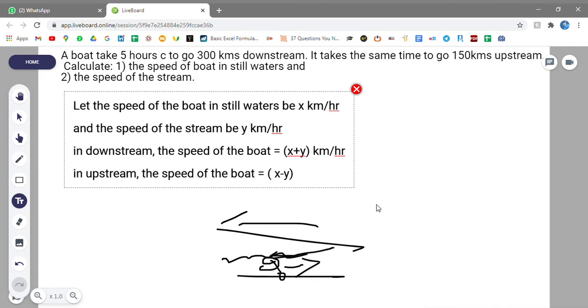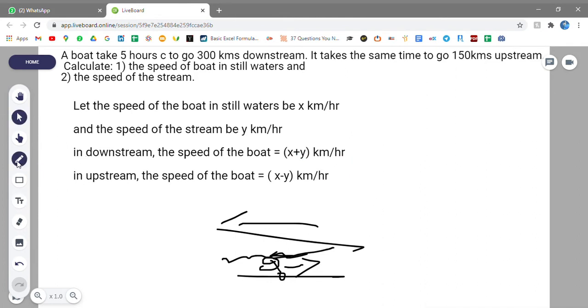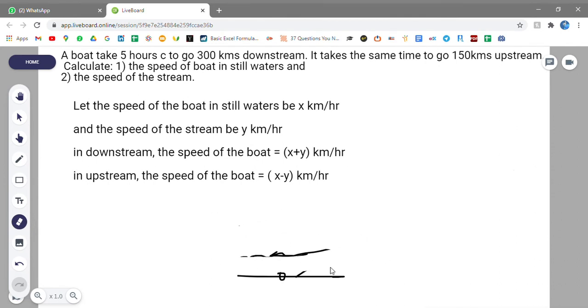These are the important speeds and variables that we are supposed to derive. Let's go through all of this once again. Let the speed of the boat in still waters be x kilometer per hour, and the speed of the stream, that is water, be y kilometer per hour. In the downstream, imagine it's like a waterfall, so the speed of the water as well as the boat, both will be considered. That is why x plus y is considered here.